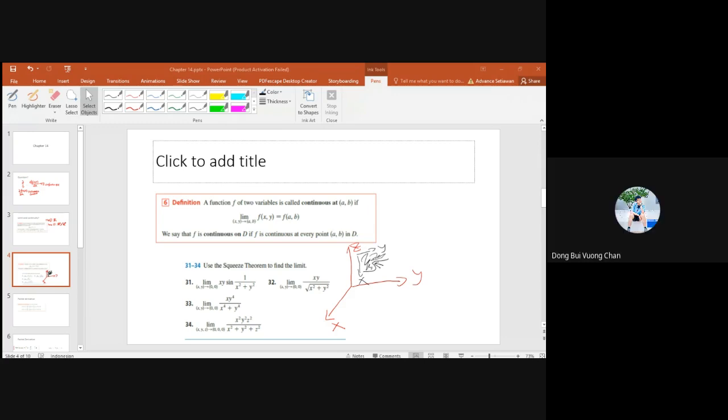I want to ask about the squeeze theorem. When we use the squeeze theorem, do we have to have, for example, a smaller or equal than b and then smaller or equal than c, or do we only need half of it? Both. You need both, because that's the meaning of squeeze: from left and right, from both directions. Okay, I see. Thank you.